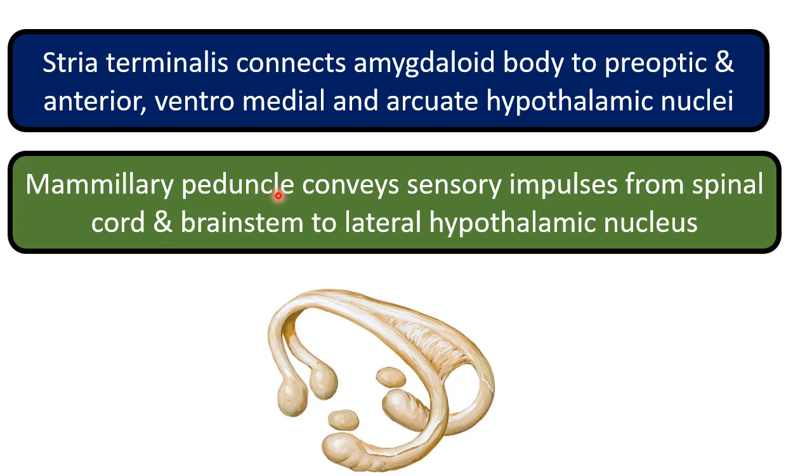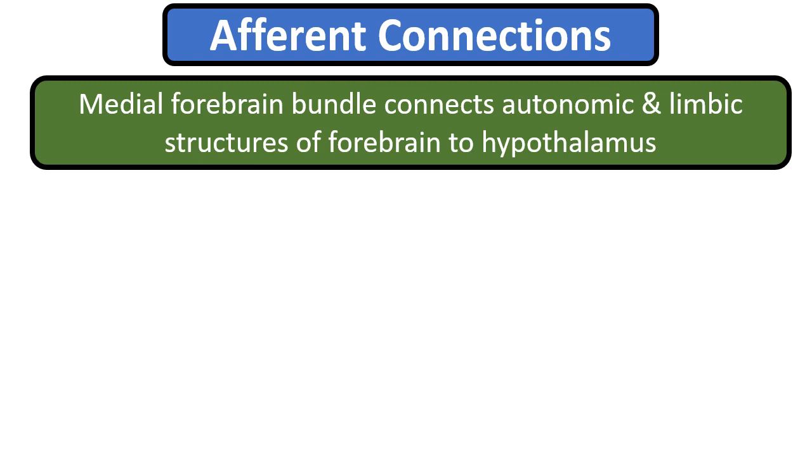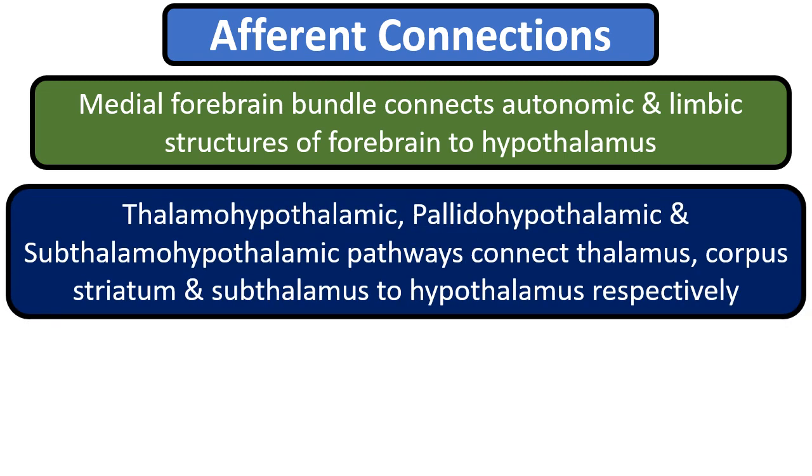Then the mammillary peduncle conveys sensory impulses from the spinal cord and brainstem to the lateral hypothalamic nuclei. Then other connections: the medial forebrain bundle connects the autonomic and limbic structures of the forebrain to the hypothalamus. Next, the thalamo-hypothalamic, pallido-hypothalamic, and subthalamo-hypothalamic pathways connect the thalamus, corpus striatum and subthalamus to the hypothalamus respectively.